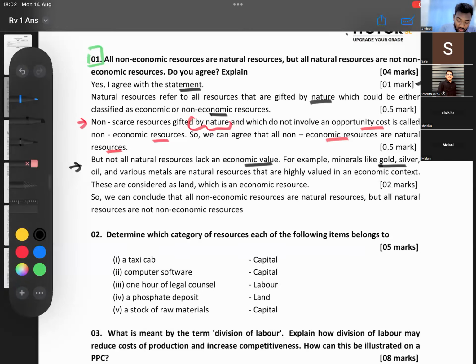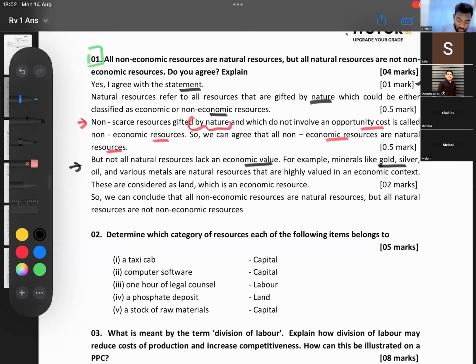Question number 2 is pretty easy, guys. I gave an easy question. After the essay question, I gave a pretty easy one. Can you all tell? Determine which category of resources each of the following items belongs to. So, resources means I'm asking, is it land, labor, capital, or entrepreneurship? Okay. A taxi cab. Taxi cab? Capital.